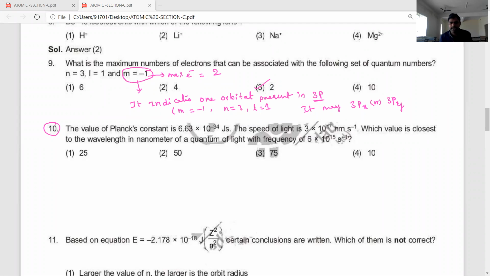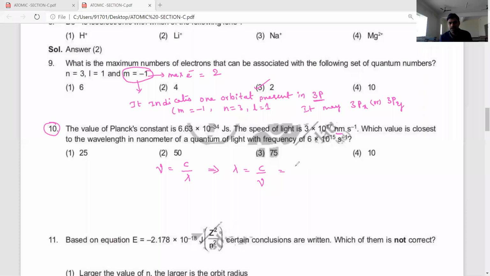Velocity of light is 3 into 10 to the power of 17 nanometers per second, and the frequency is 6 into 10 to the power of 15. Then we have one relation: frequency nu is equal to c by lambda. So the wavelength lambda is equal to c by nu.